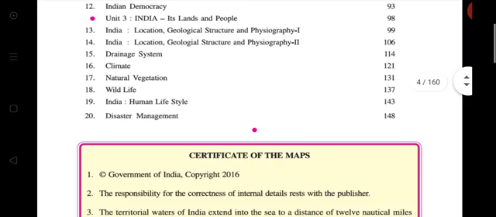Then unit 3 or part 3, geography. Chapter number 17, done, natural vegetation. And currently chapter number 14 is continue. One or two topic we have done, and then the remaining topic we will start in today's lecture.